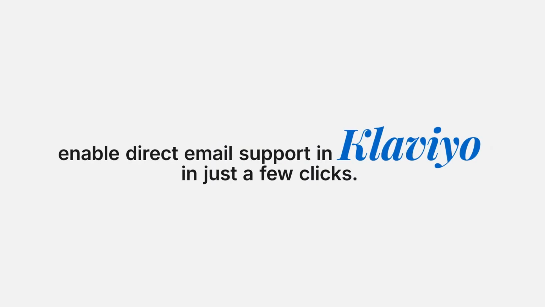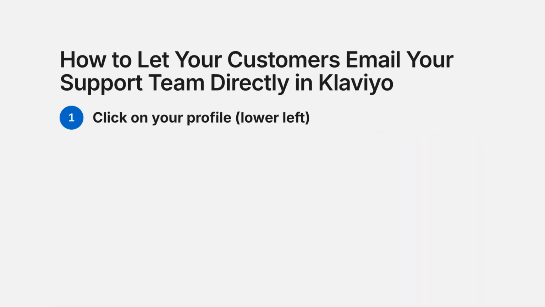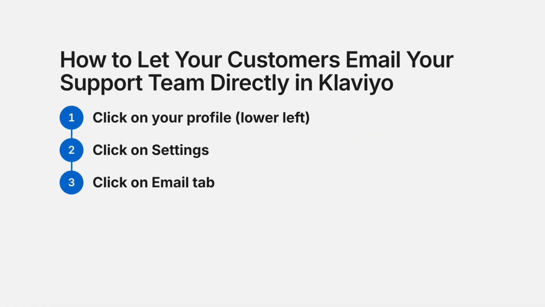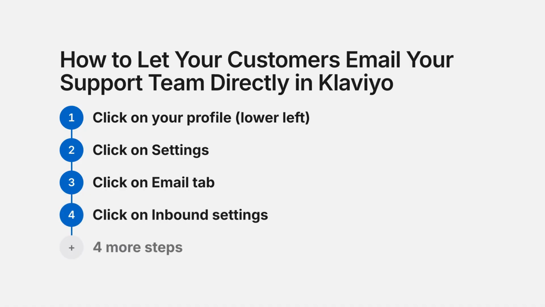Are your customers frustrated because they can't email your support team directly? Learn how to enable direct email support in Klaviyo in just a few clicks. We'll walk through the inbound settings step by step. Open your profile, go to Settings, open the Email tab, and toggle on the Email Support option.